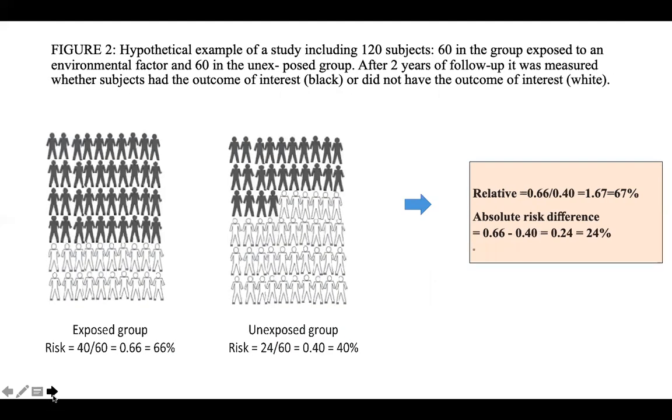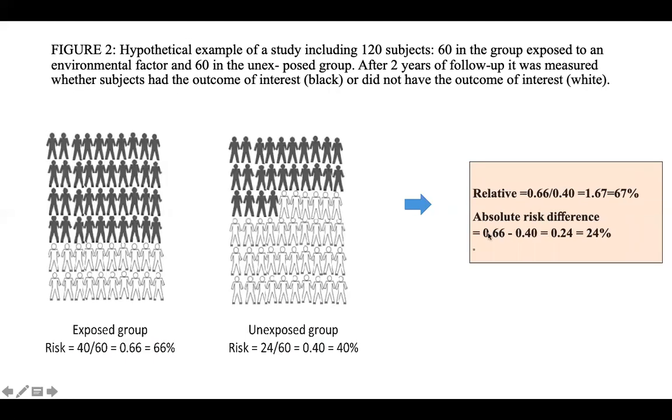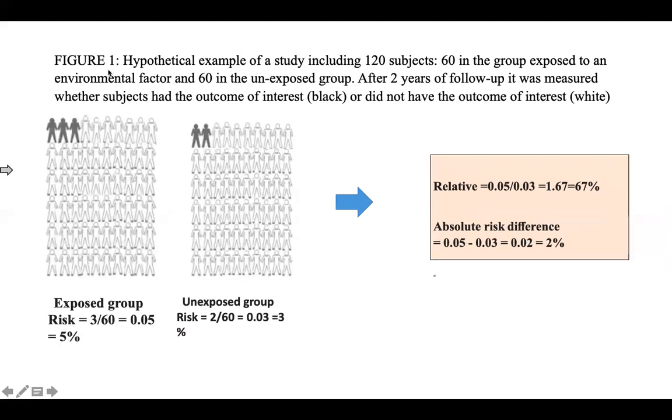In figure 2, the outcome of interest is higher in comparison to figure 1. Here the relative risk is the same as in figure 1, and the absolute risk is 24%. So here, as the outcome increases, the absolute risk increases, and the relative risk is the same in both figure 1 and figure 2.